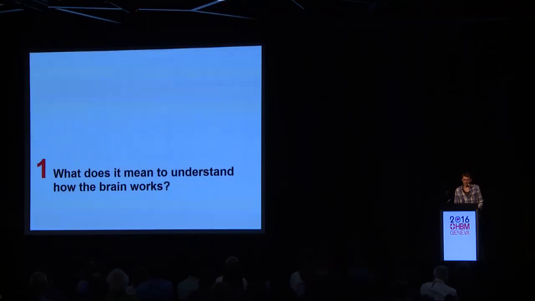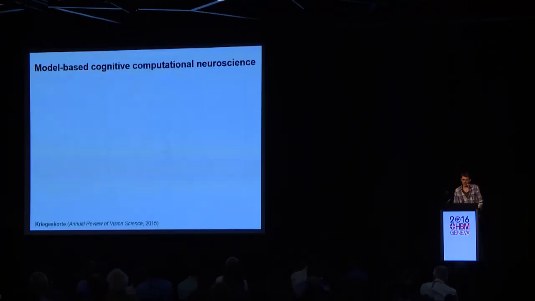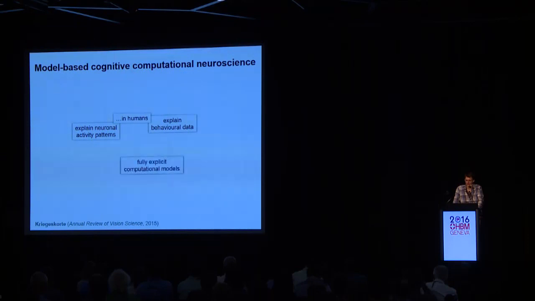So first, what does it mean to understand how the brain works? To me, it means that we explain neuronal activity patterns, explain behavioral data, ideally in humans, using fully explicit computational models that are neurobiologically plausible and that perform these real-world complex cognitive tasks.